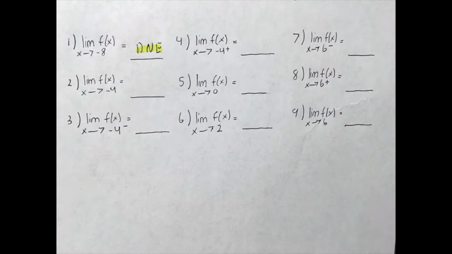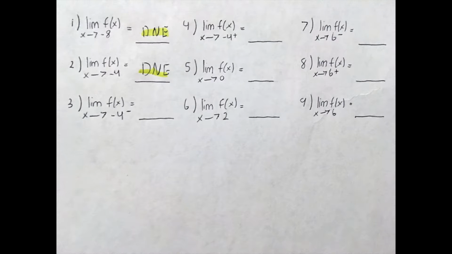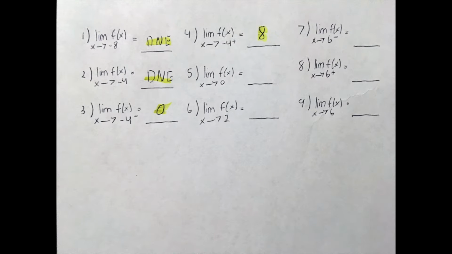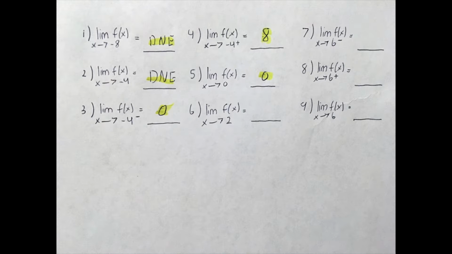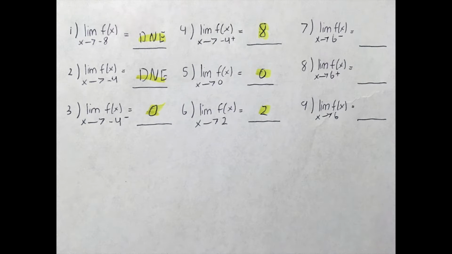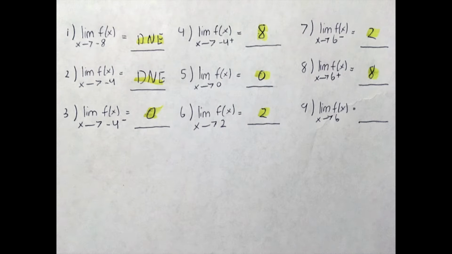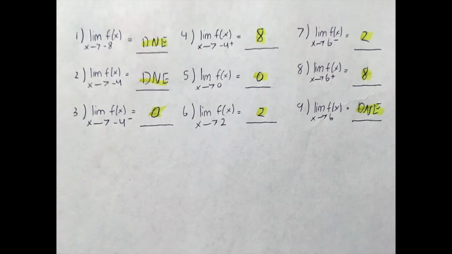The limit at -8 has an open hole, so it's going to be does not exist. The limit as you approach -4 is going to be does not exist because from the left it's 0, but from the right it's 8. The limit as you approach 0 is going to be 0. The limit as x approaches 2 is 2. The limit as you approach 6 from the left is 2. From the right is 8, and those do not match, so this does not exist at the point 6.